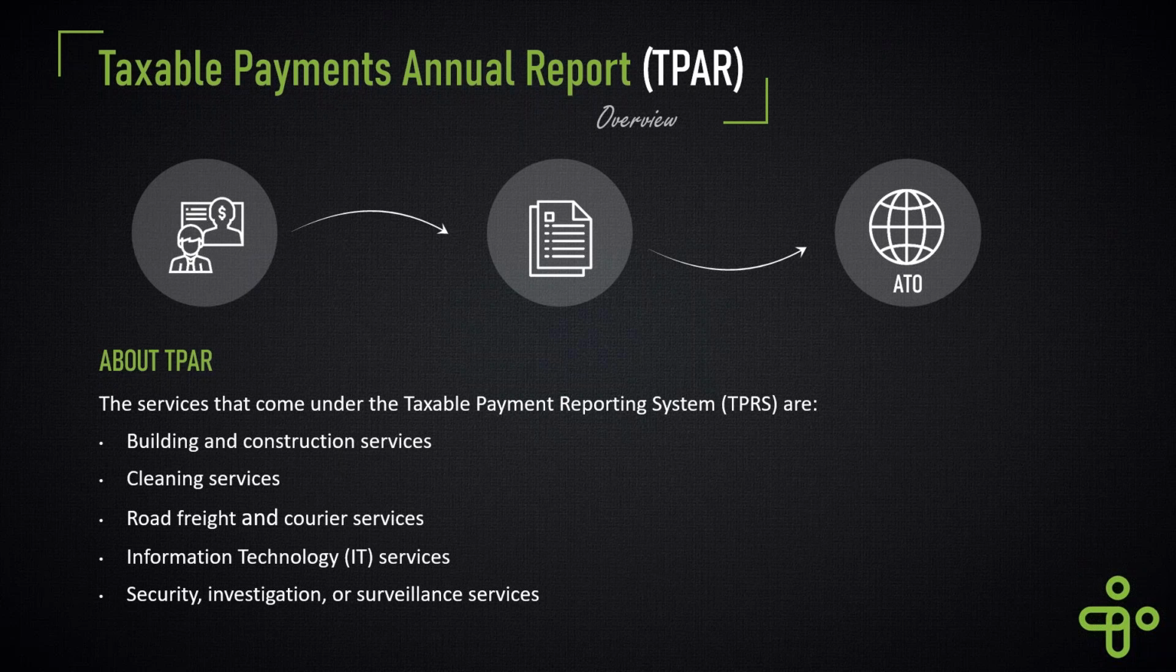So, Taxable Payments Annual Report, also known as TPAR. If your Australian company or entity is required to report payments made to contractors and subcontractors, being your suppliers, in an annual TPAR report, you can generate your report in Sage Intacct. You can then use the information from this report to lodge your TPAR with the Australian Taxation Office. A TPAR report must be lodged with the ATO by the 28th of August.